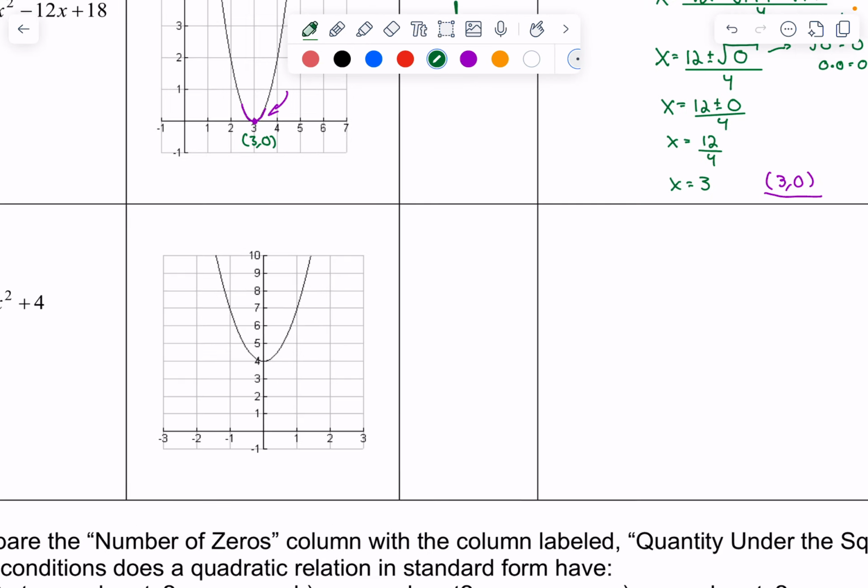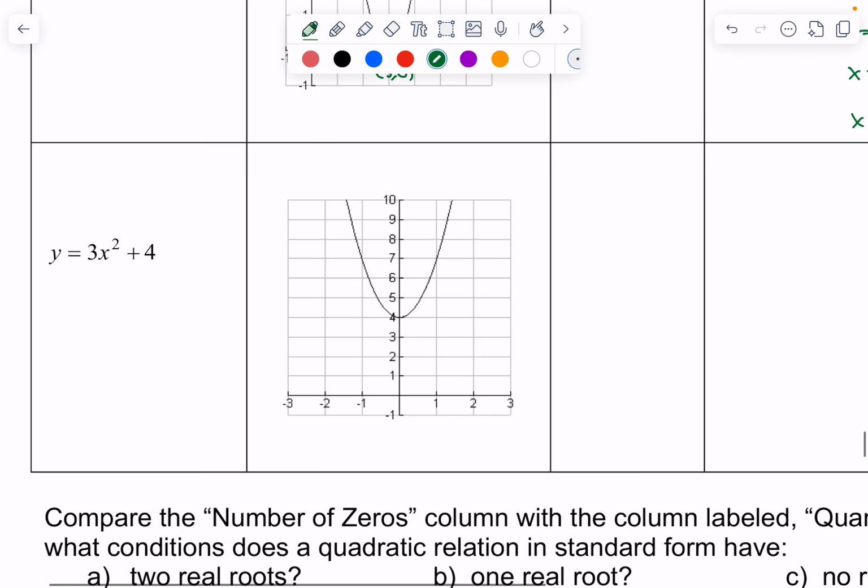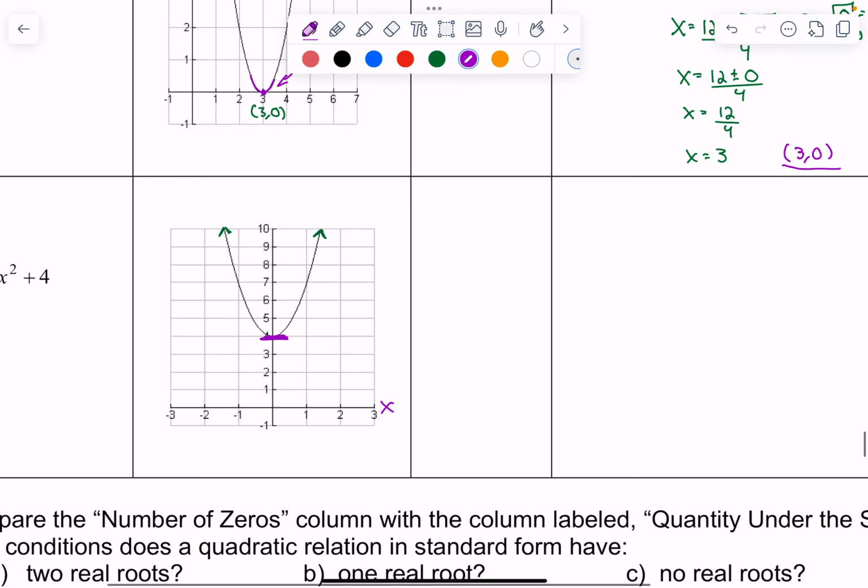How many intercepts do we have here? And remember, on a quadratic, these are like arrows right up here. So these arrows indicate that the graph is going to keep going up and up. It's never going to turn around and come back down. Because it's going up forever, and you can clearly see this is your lowest point right here, and the x-axis is all the way down here, this has 0 solutions. There are no x-intercepts.